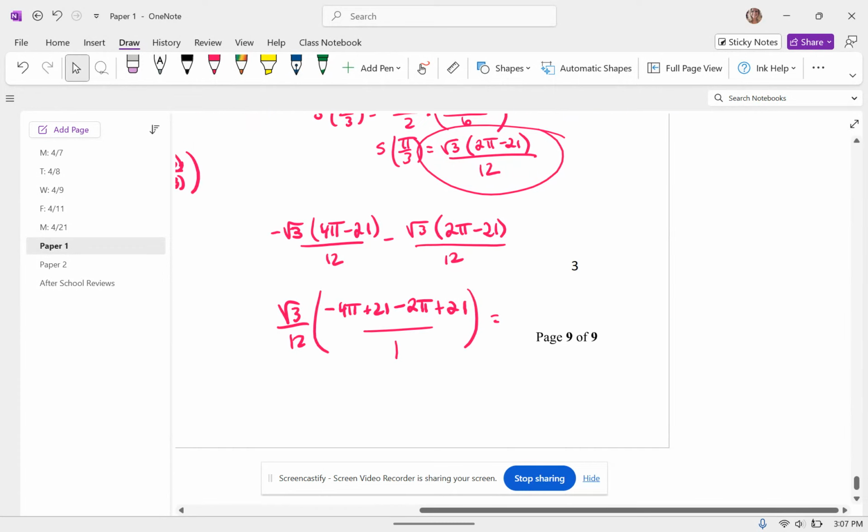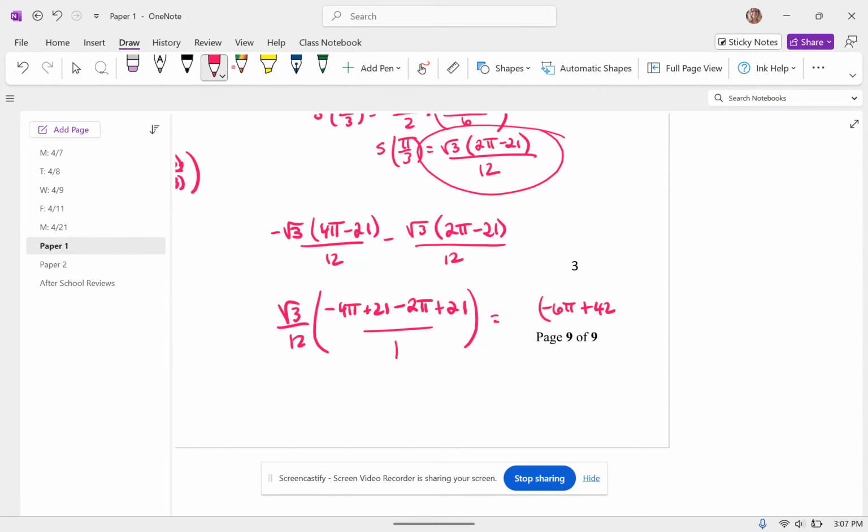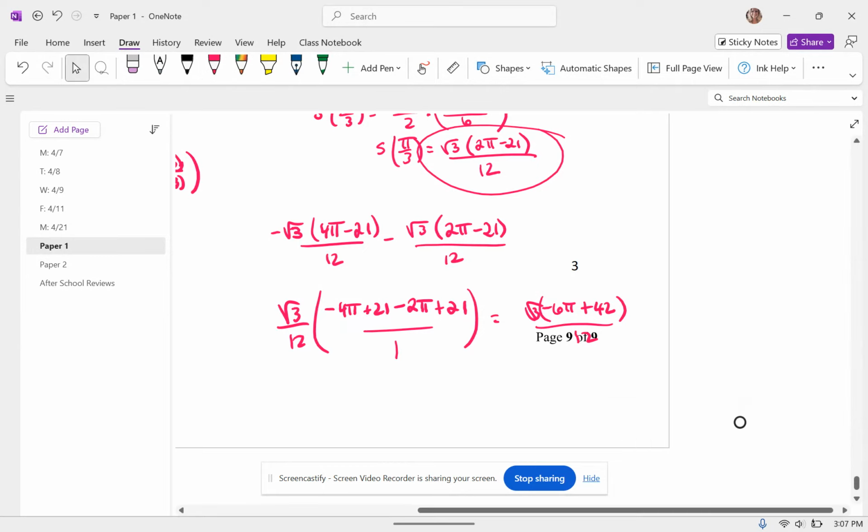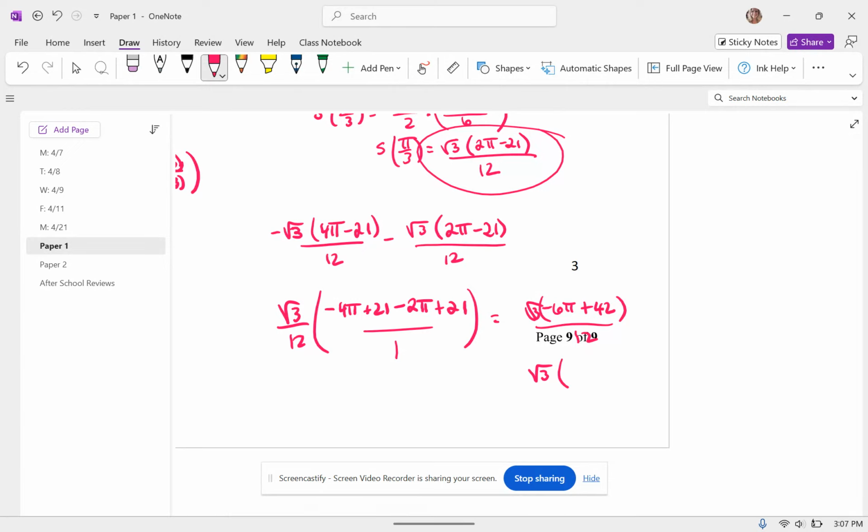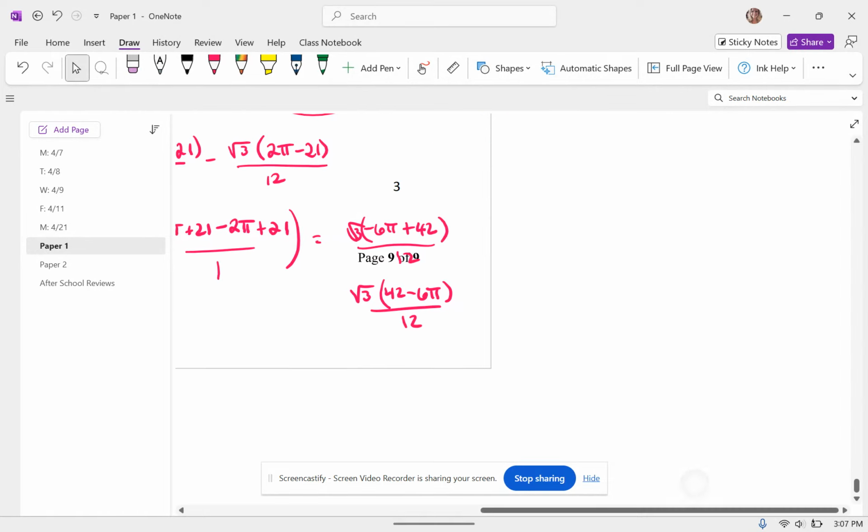All right. So now I've got negative 4 pi minus 2 pi gives me negative 6 pi plus 42 radical 3 over 12. So then I would have radical 3. You don't have to; anything past this is all equivalent and fine. If you had that, you're good. But I think it makes more sense visually if we do 42 minus 6 pi over 12. That one is also okay.